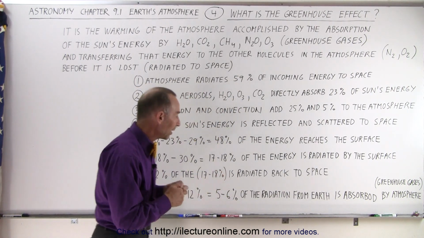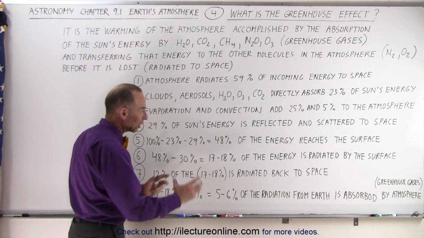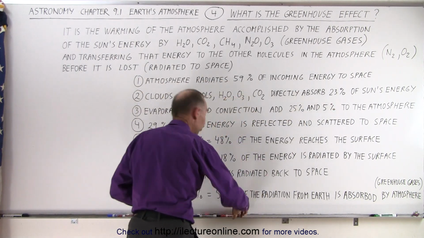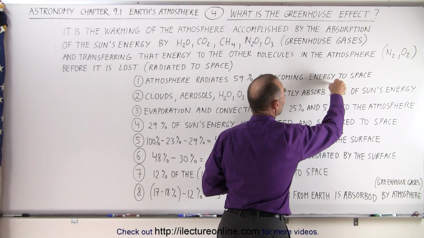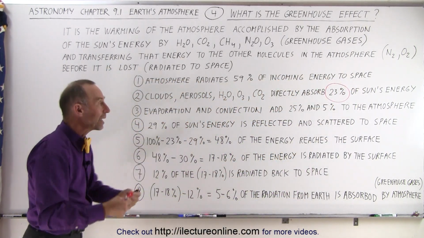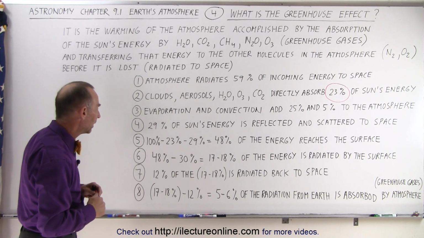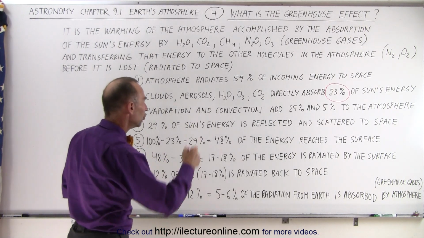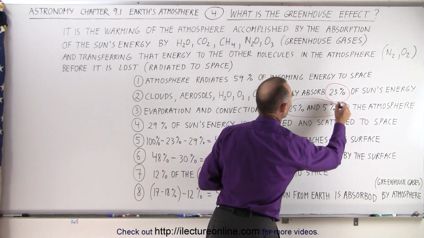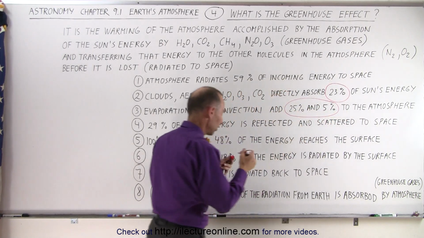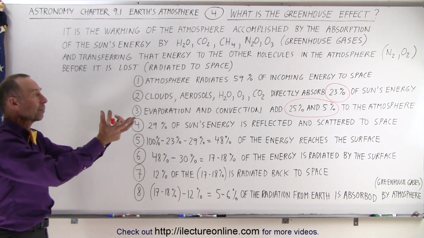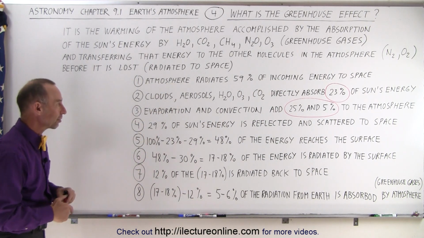So therefore, we can see that the amount of heat getting into the atmosphere comes from various sources. 23%, let me circle that, 23% is directly absorbed as it reaches the atmosphere on the way in from the sun. Then, going back into the atmosphere is 25% because of evaporation and 5% because of convection currents. So a lot of heat goes back into the atmosphere through evaporation and convection.